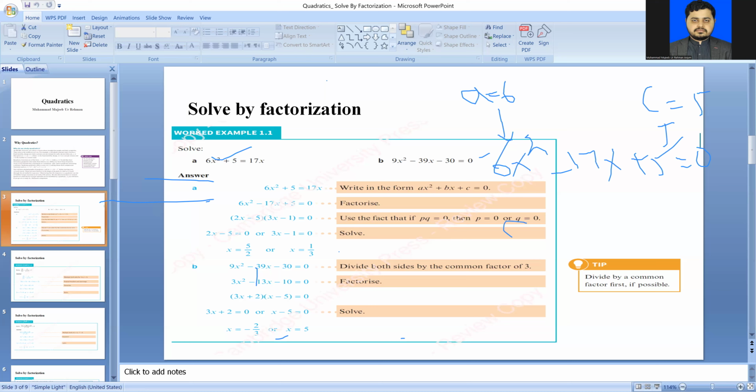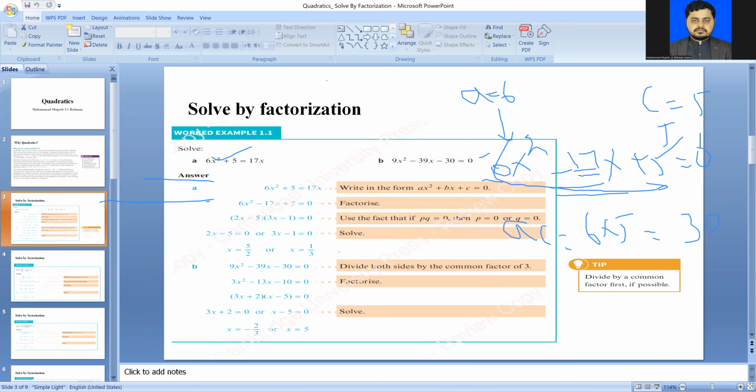And we find the product ac, 6 into 5, 30, and we will find such factors that, when summed up, become minus 17, and when multiplied become 30.